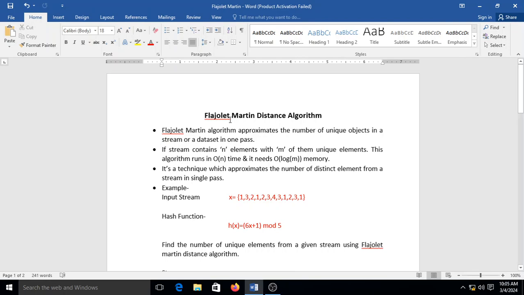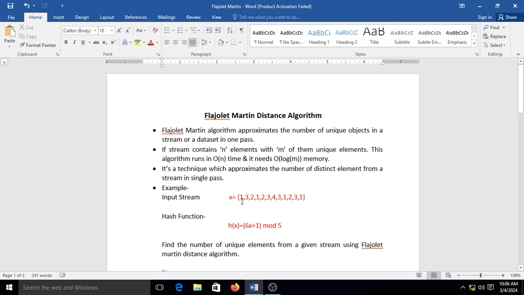Flajolet and Martin are the authors who invented this algorithm to identify the distinct elements from a given stream. As you know, this algorithm works on big data, where the data set or stream consists of a number of elements from which we need to find the distinct or unique elements. To learn this algorithm, we are solving one problem. Here we have an input stream X with different elements, 1, 3, 2, 1, where some elements are repeated. From this stream, we will identify the number of unique elements.